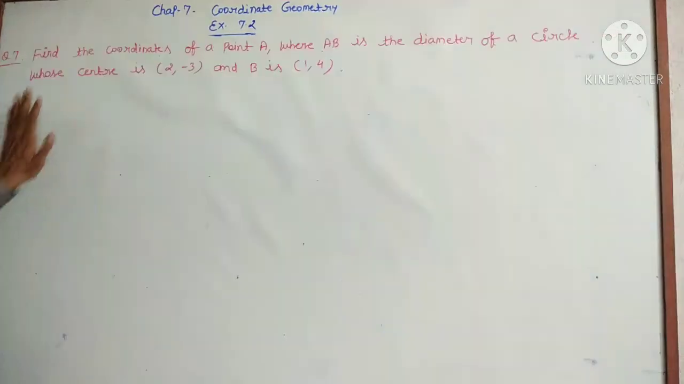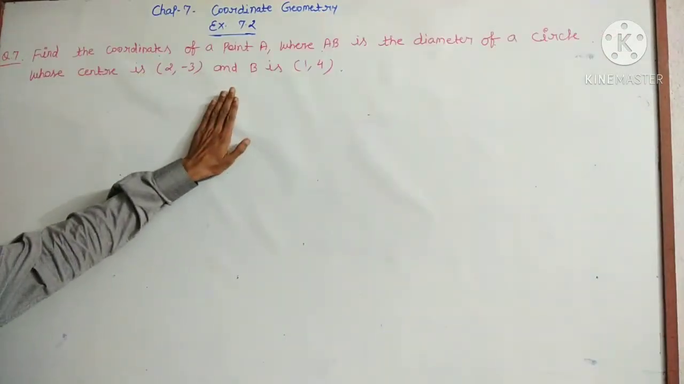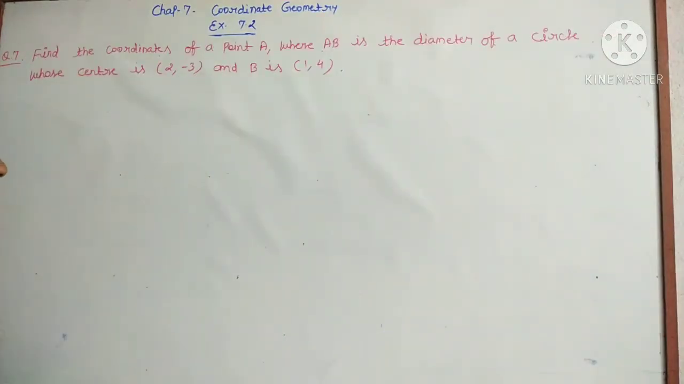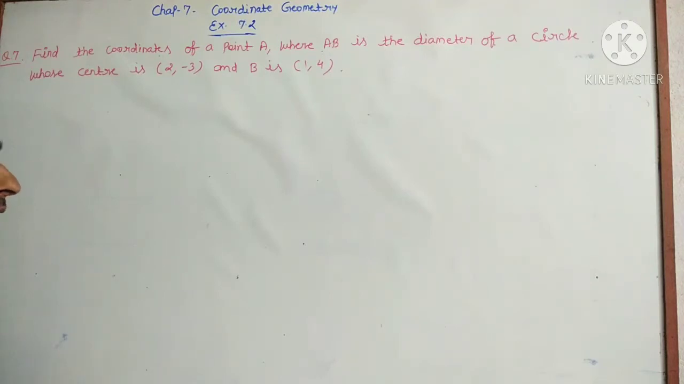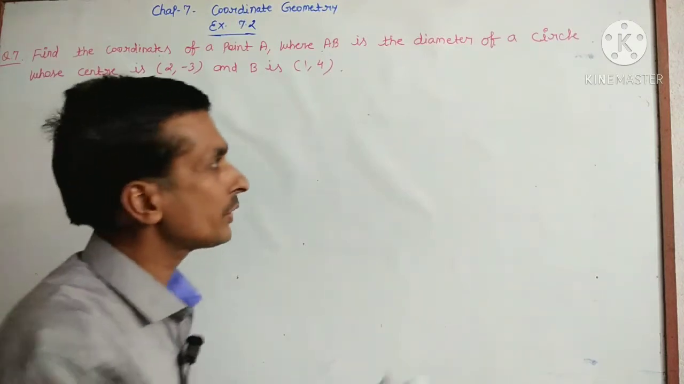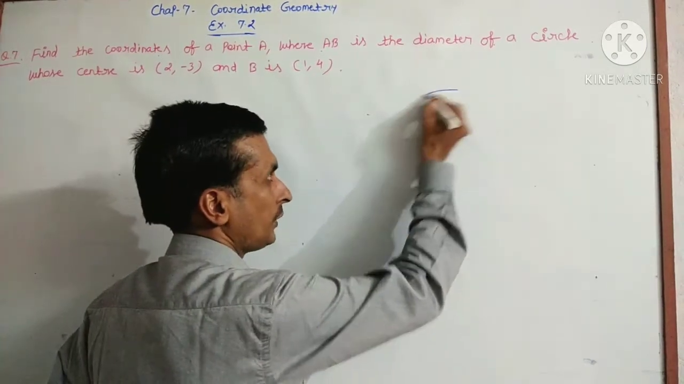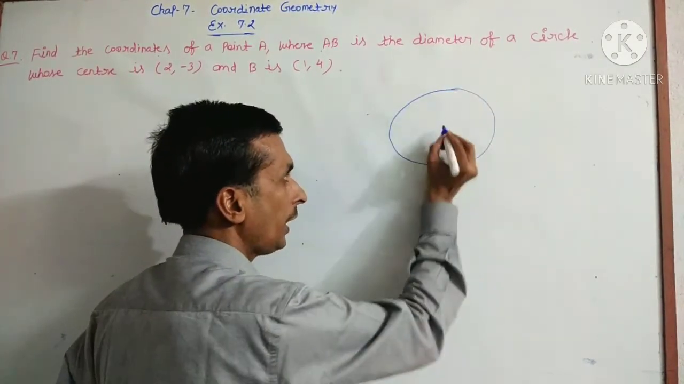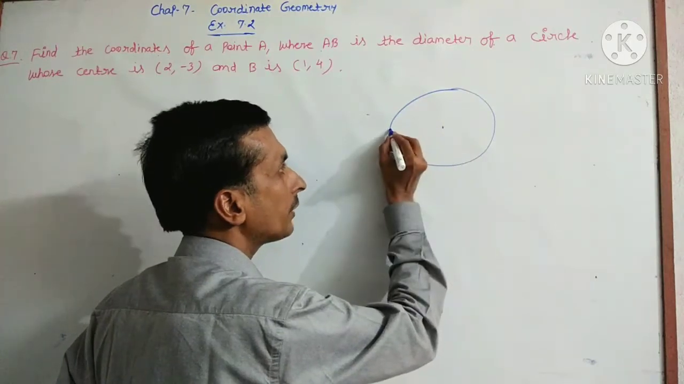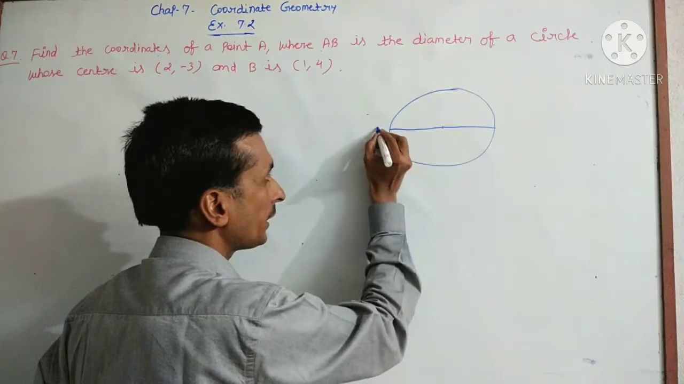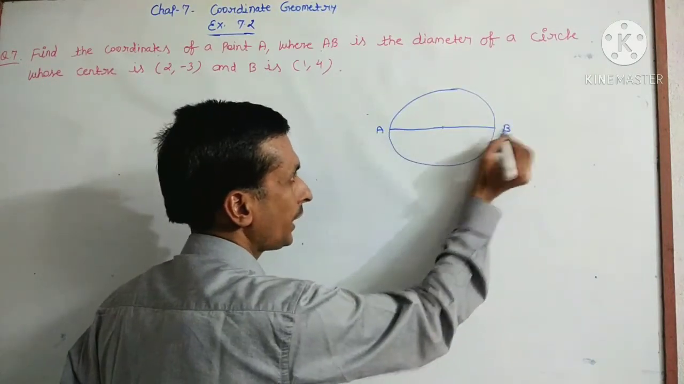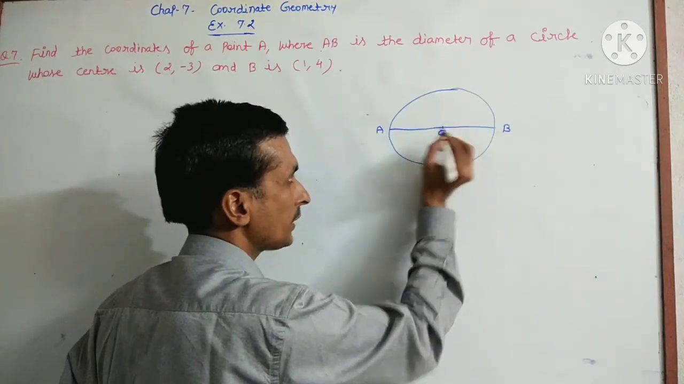That is your answer. Find the coordinates of point A where AB is the diameter of a circle whose center is (2, -3) and B is (1, 4). What is the meaning of this question? You can understand by this figure. This is a circle, okay, and this one is the center and this is a diameter of the circle. The diameter of the circle is named AB, okay, and the center name will be C.